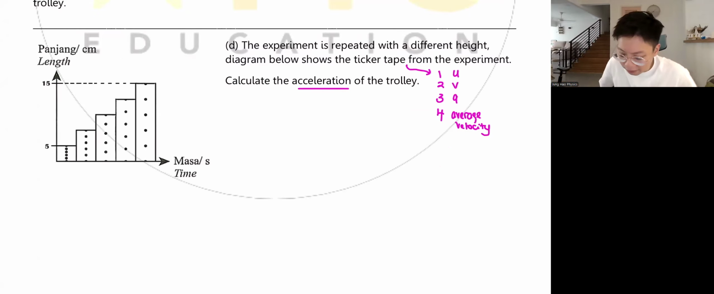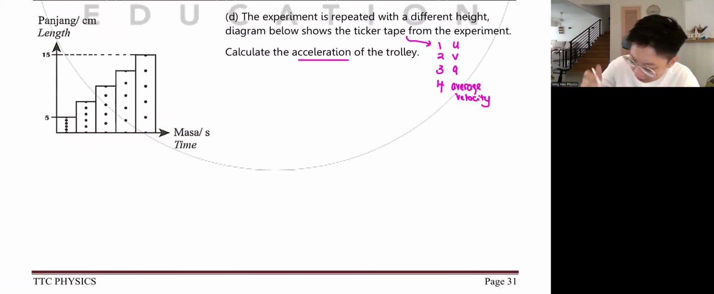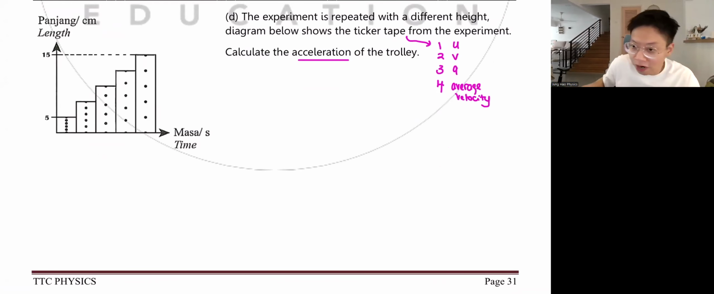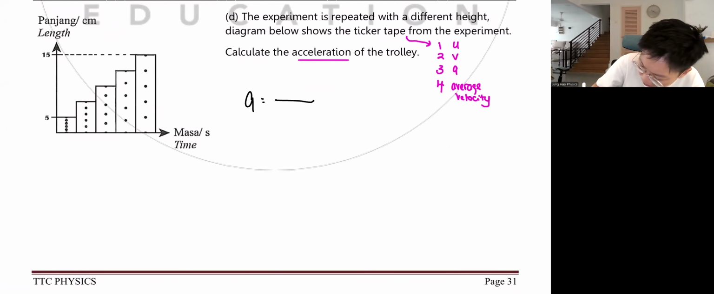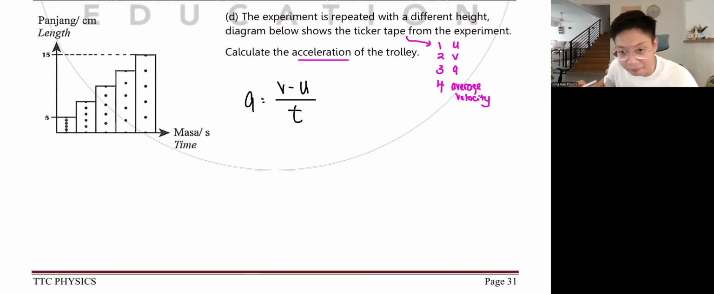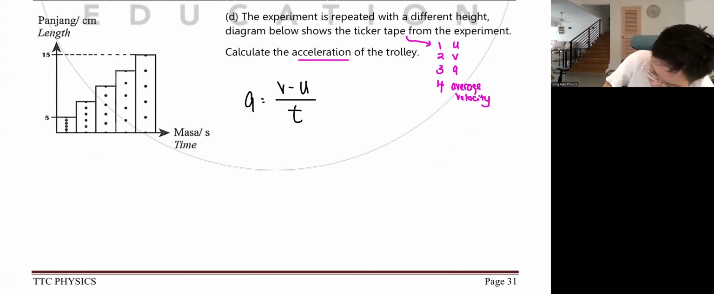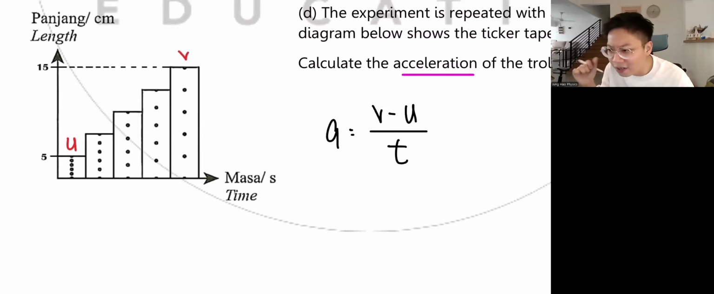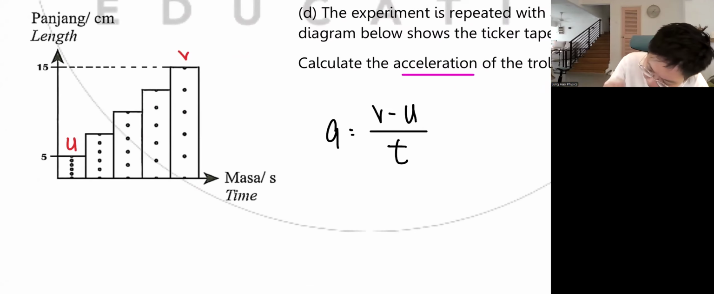Now I'm going to demo one time. How do we usually calculate acceleration for ticker tape? Your acceleration is going to be V minus U divided by time. So you need to calculate your initial velocity and your final velocity first. Once you have them, only then do you calculate the acceleration.